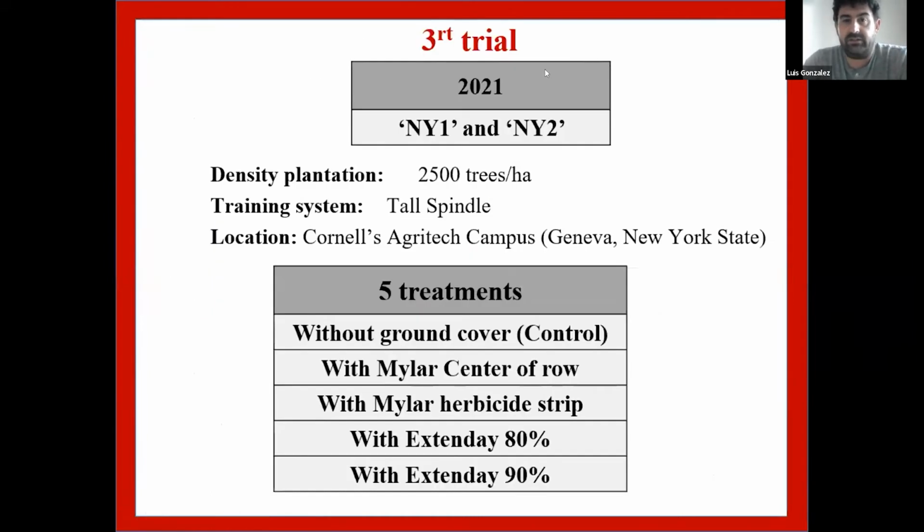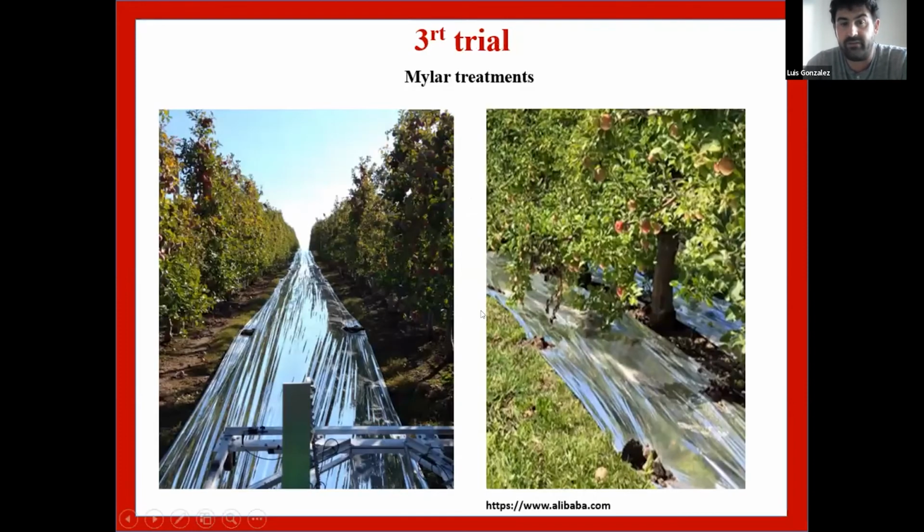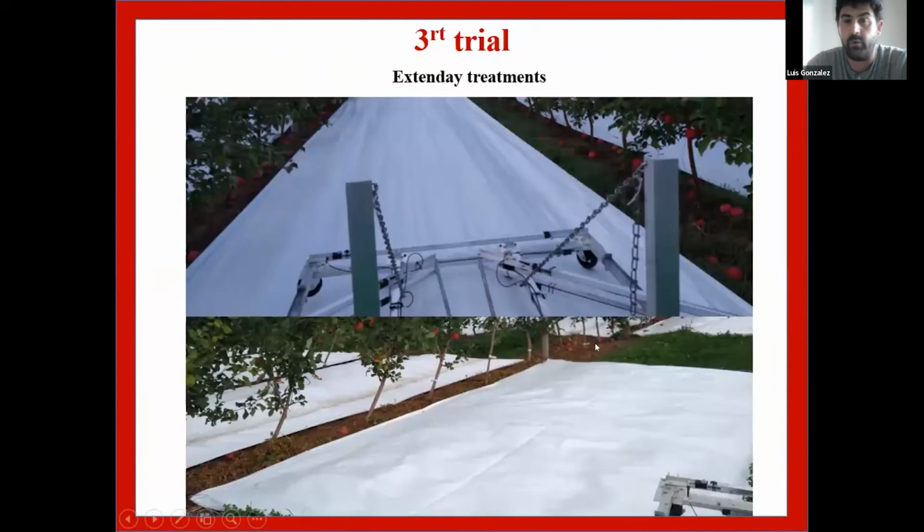The first trials were in 2021 in NY-1 and NY-2 cultivars. There are 5 treatments without ground cover, and 2 treatments with extended. We put one treatment in the center of the row, and the other treatment in the herbicide area. You can see these 2 treatments in the pictures, and we evaluate 2 materials of extended. The first material has 80% reflection, and the second material has 90% reflection.